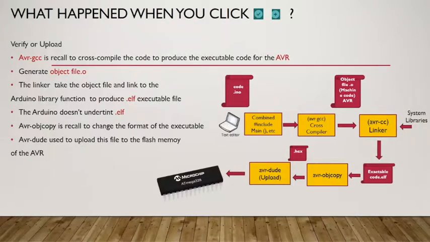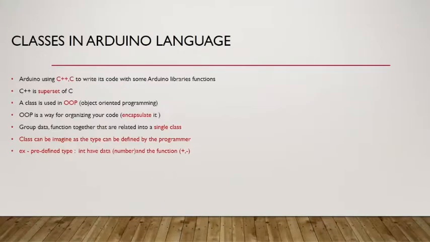So we explained the toolchain in general. We explained the toolchain in Arduino and on the AVR microcontroller. We explained the C language, the compilation, the interpretation. Now we will talk about classes in the Arduino language. Arduino uses C++ to write its code, with some Arduino library functions. C++ is a superset of C, so if something is right in C, it can be compiled with C++.